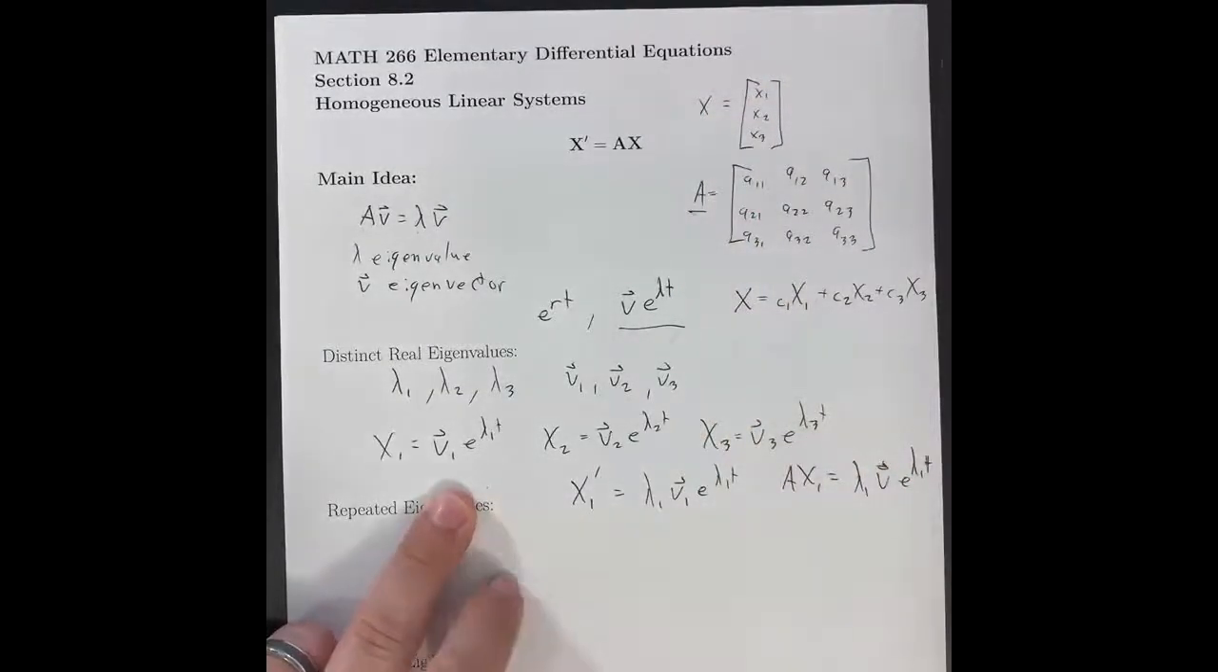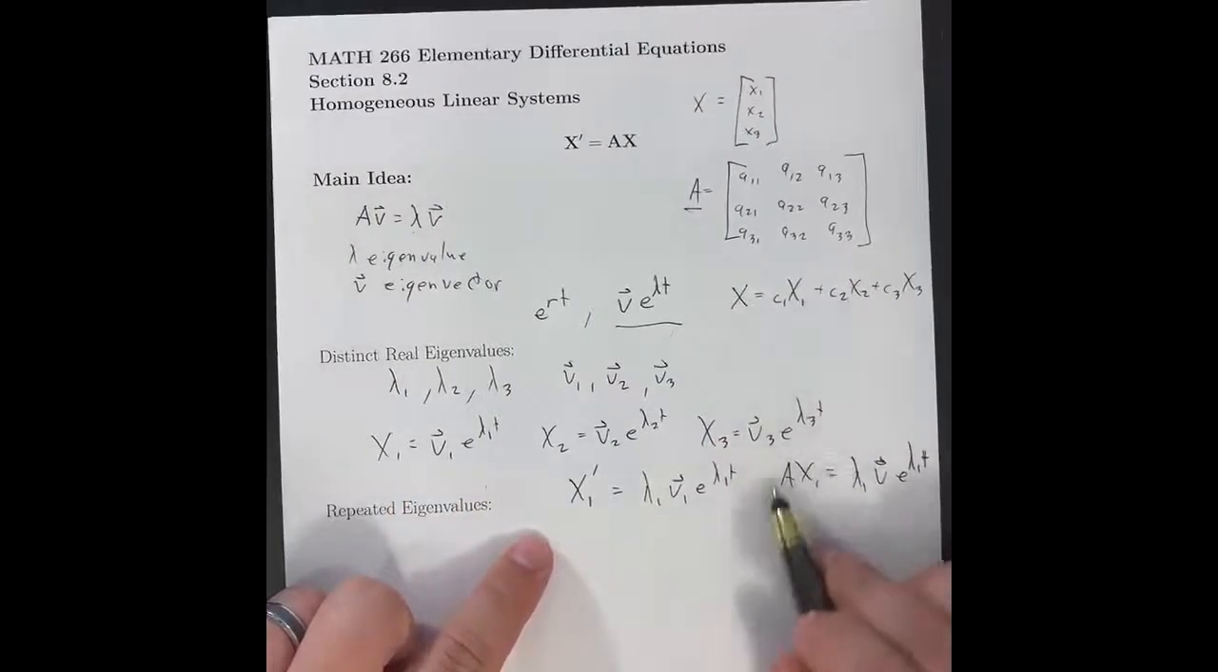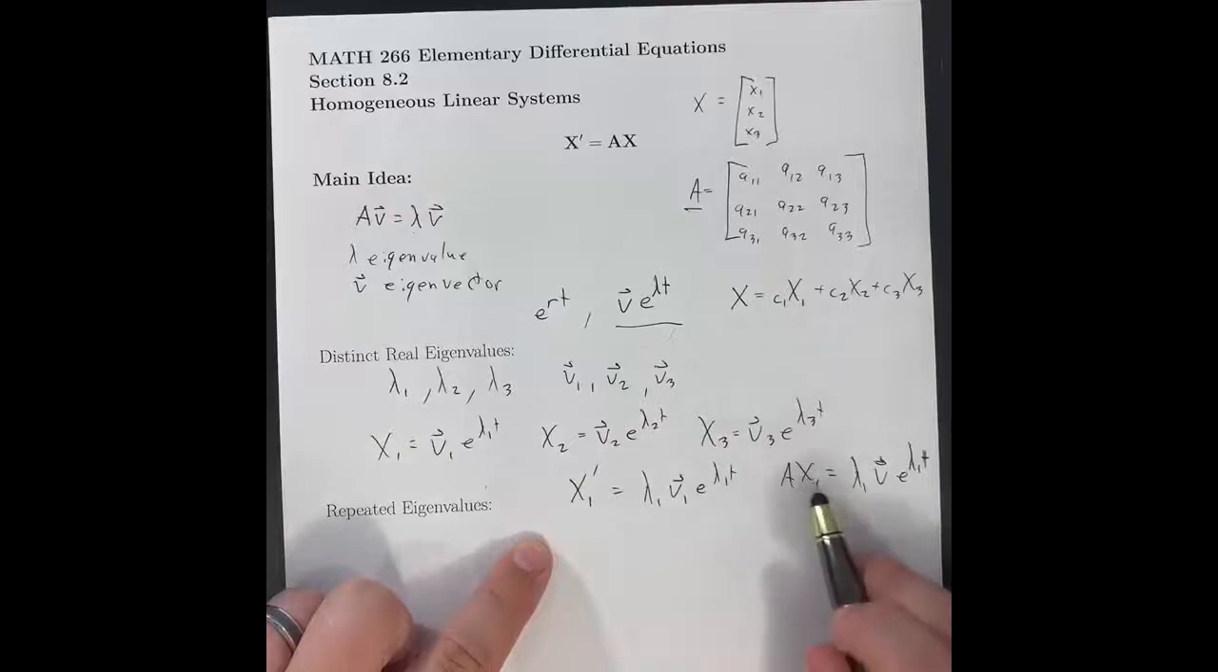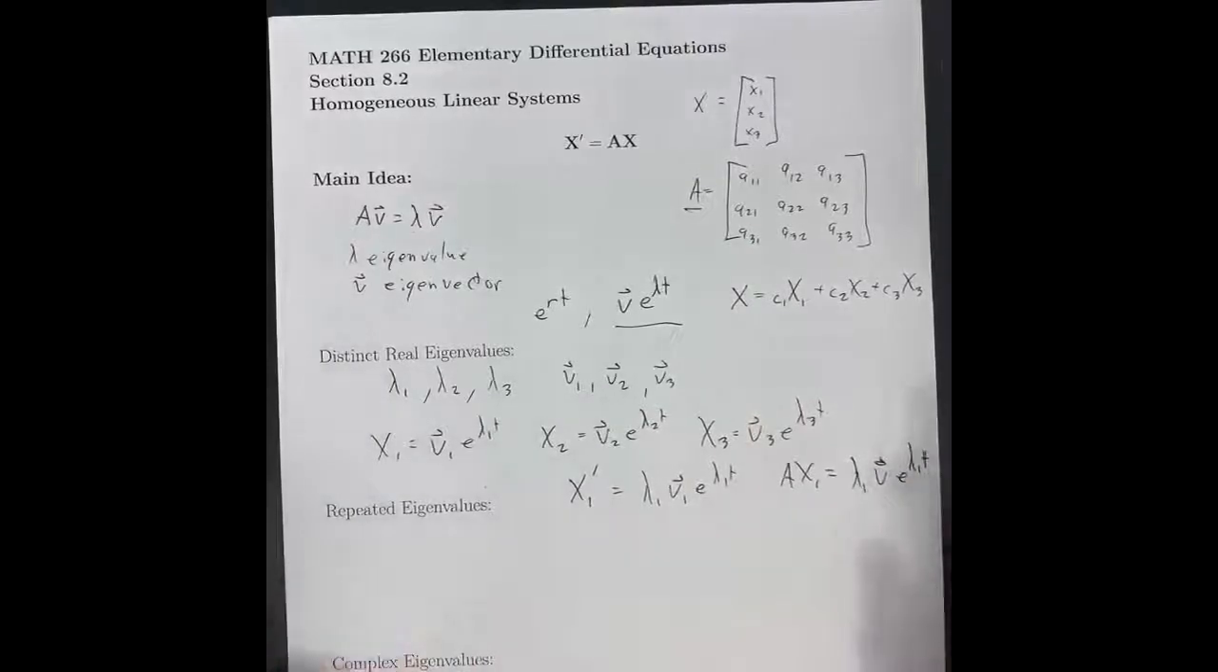Okay, and so that's the idea of why we know they're of this form, because multiplying the solution, we're looking for these things where we just get a constant multiple of the eigenvector here. All right, so that's one case.